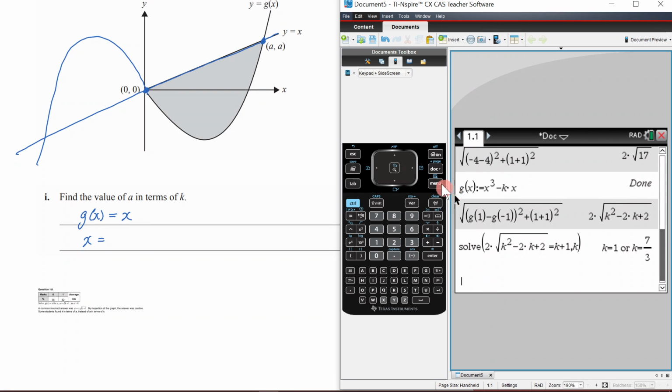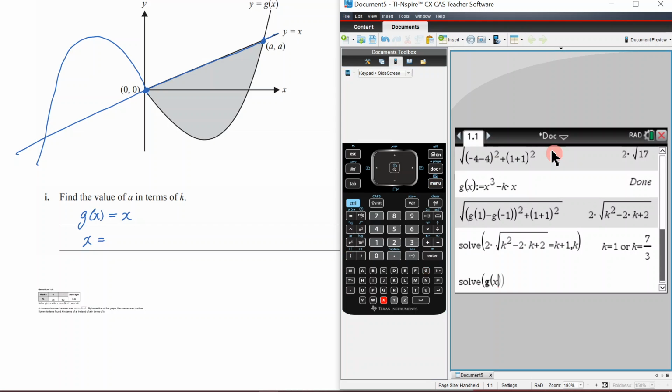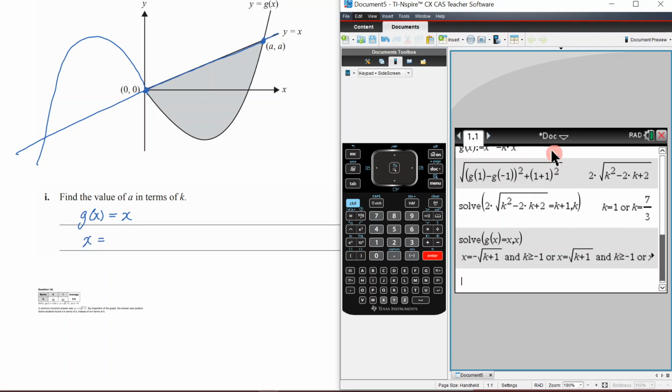So we come here, we go Menu, we go this, we go Solve. We're going g of x is equal to x for what x values, and then we're going to get a whole bunch of stuff out here, especially because k is in there, and k is a variable. It's going to look a bit more confusing than we're used to, but we're just going to take our time with it. What they're really saying here is that we have this answer, we have this answer, and we have x is equal to 0.